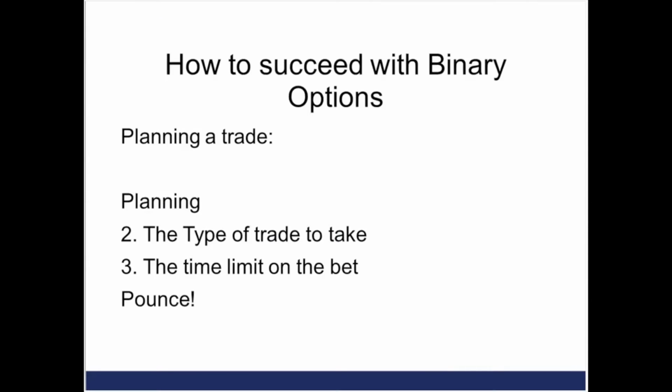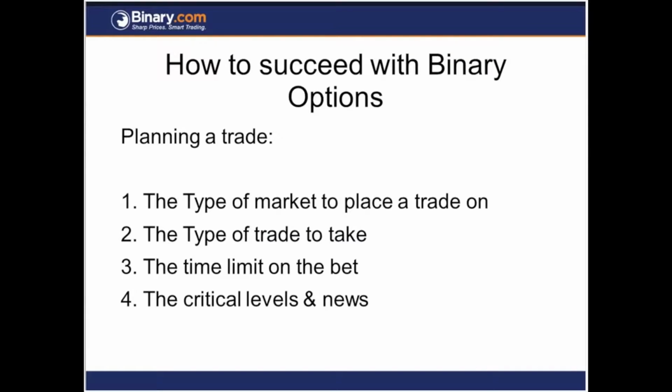So when it comes to planning your trade, the first P, the 4 things you want to be aware of are: what's the market that I want to place a trade on? What's the type of trade that I want to take? What's my time limit? And also, what are any critical levels or news that are in front of me?